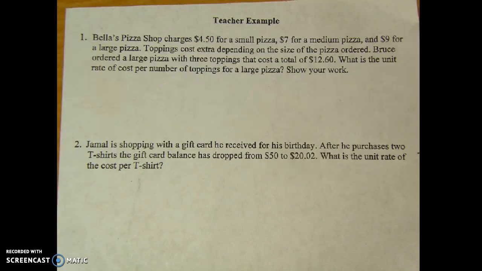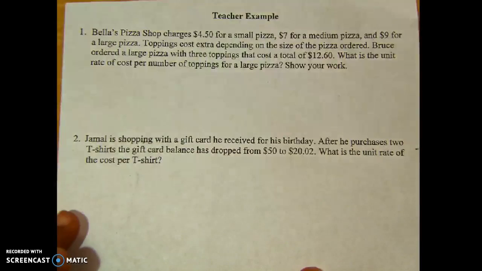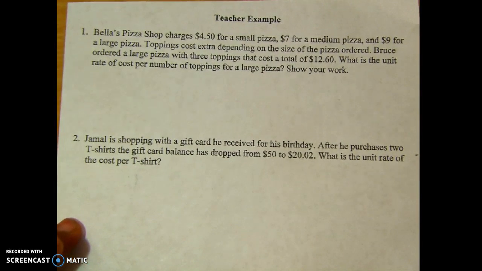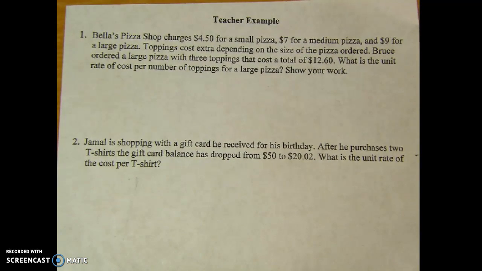This is the teacher example for a rate of change from a context. Number 1, Bella's Pizza Shop charges $4.50 for a small pizza, $7 for a medium pizza, and $9 for a large pizza. Toppings cost extra depending on the size of the pizza order. Bruce ordered a large pizza with 3 toppings that cost a total of $12.60. What is the unit rate of cost per number of toppings for a large pizza?